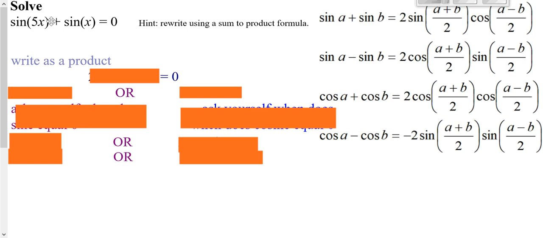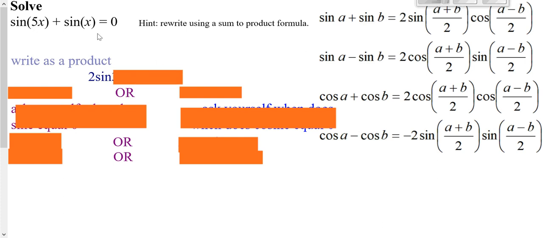So we want to go ahead and find our zeros of this. Well, to find your zeros, it's easiest if things are factored or multiplied together. So we're going to take our sum and rewrite it as a product. It's a sine plus a sine. That's the top formula here. So we know we're going to have to go 2 sine. Then we have to add our two angles together, divide by 2.